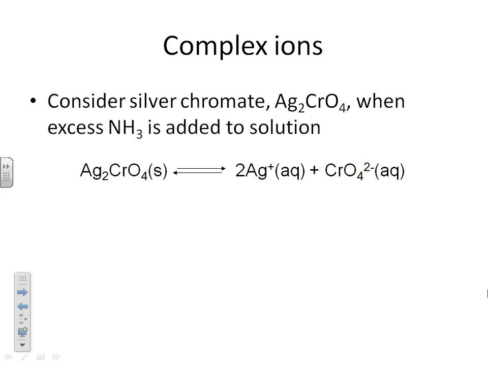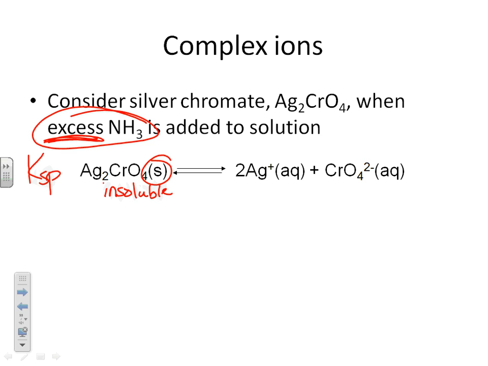Why? Same reason as before. Consider silver chromate when excess ammonia is added to solution. Solubility of silver chromate. This is our KSP reaction. Silver chromate is a solid. It is insoluble. It does not like to go into solution. Only a little bit of it becomes the silver ion and the chromate ion. But if you dissolve this with excess ammonia rather than water, lots of ammonia, that right there is a base, and it loves to form complex ions with transition metal cations. Transition metal cations are the ones that tend to participate in complex ion formation.